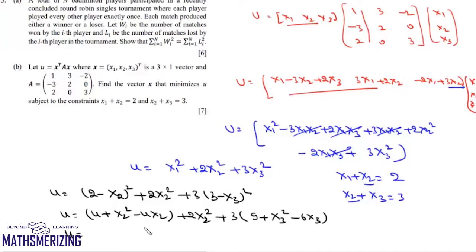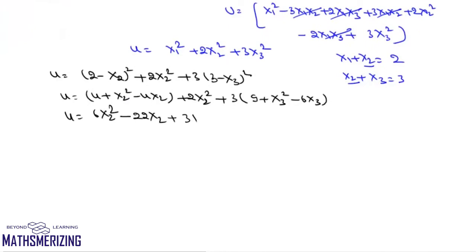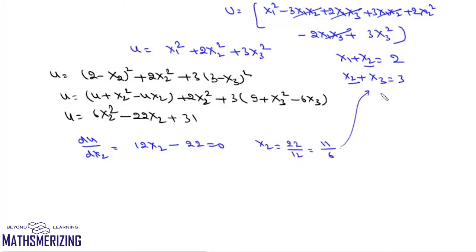So this U will be 6x2 square minus 22x2 plus 31. Now we need to minimize it. So we'll differentiate with respect to x2. So du upon dx2 will be 12x2 minus 22, and it should be 0. So value of x2 should be 22 by 12, and it will be 11 by 6. Now once we have the value of x2, we can find the value of x1 and x3.